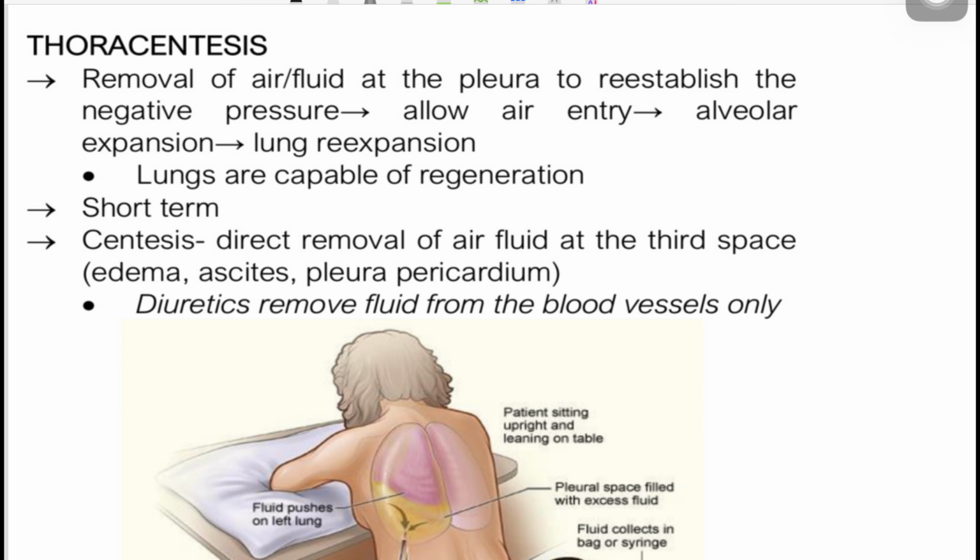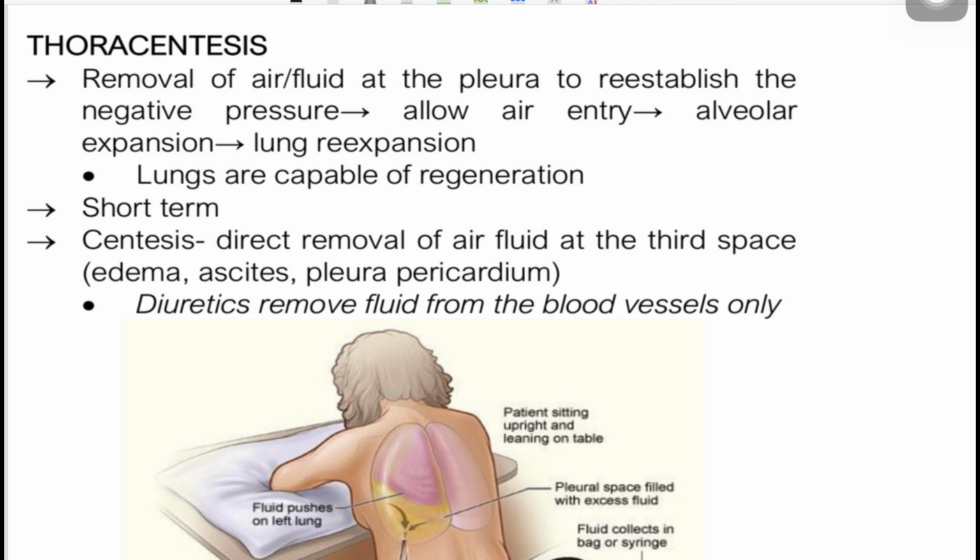For this one, guys, we have a separate video about thoracentesis. So thoracentesis, guys, is the removal of air or fluid at the pleura to re-establish the negative pressure. Diba guys, para saan ba si negative pressure? Ang sabi ko, diba, yung negative pressure, siya yung nagpapa-expand ng lungs. It keeps our lungs inflated, to allow entry of air, then resulting in alveolar expansion or lung re-expansion. So kailangan natin ma-re-establish ulit yung negative pressure.